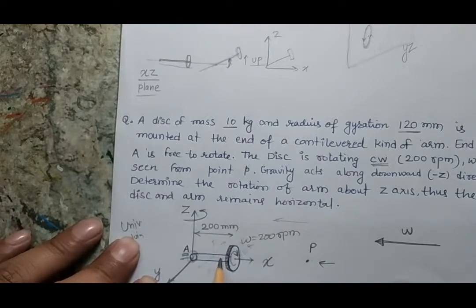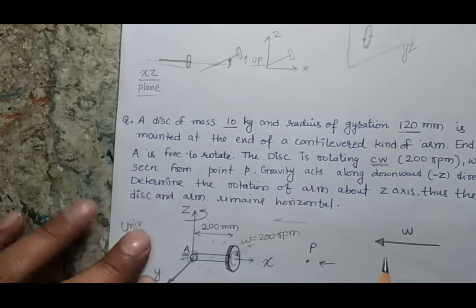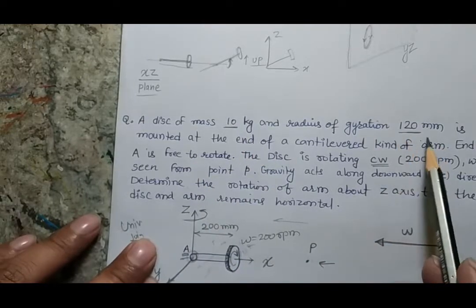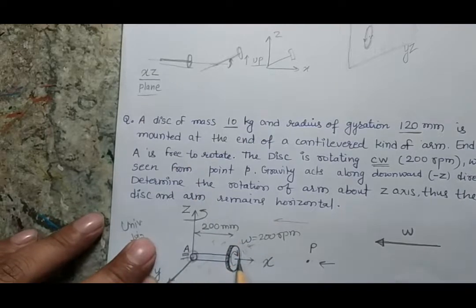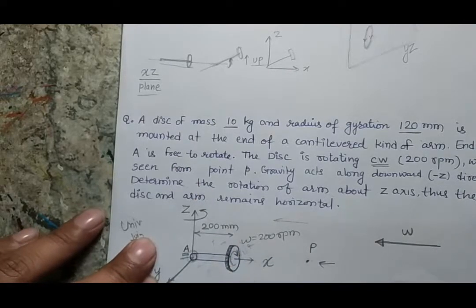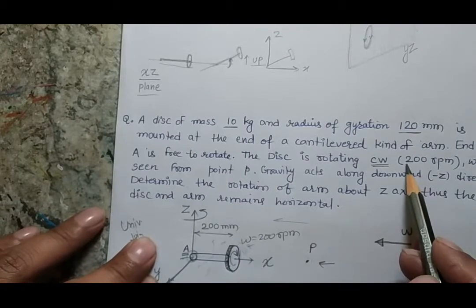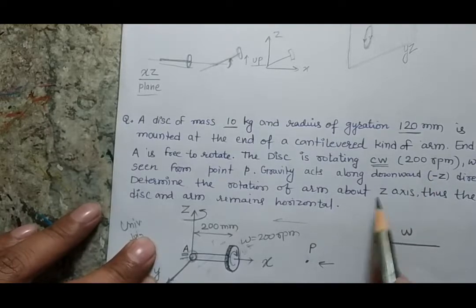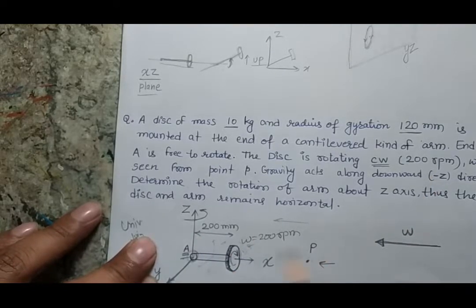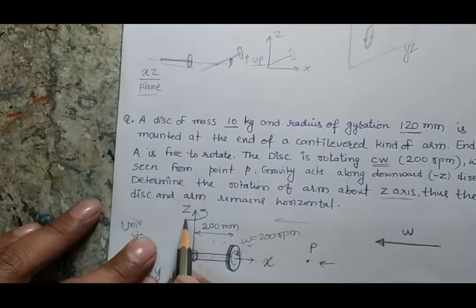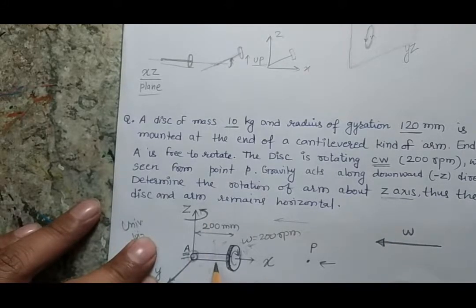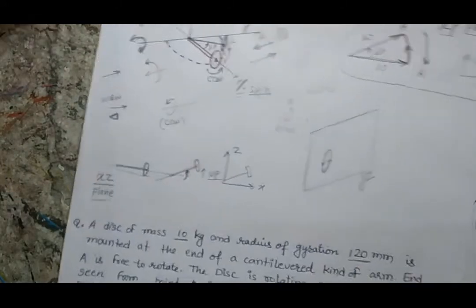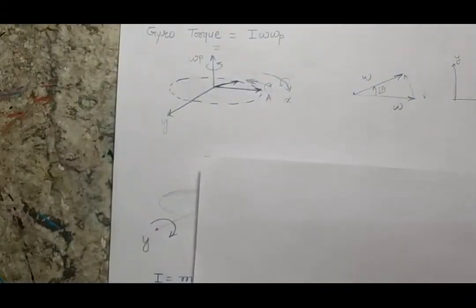So that the rotor will not fall down because of the gravity. I'll read the statement: there is a disc of mass 10 kg and radius of gyration 120, and it is having a cantilever type arrangement, and it can fall because of the gravity, but it is rotating in a clockwise direction with 200 rpm, and I want to give a rotation to this rotor about the z-axis. That means we want to give a precession angular velocity to the rotor so that it remains in the horizontal position. So now let's see the solution of our problem.